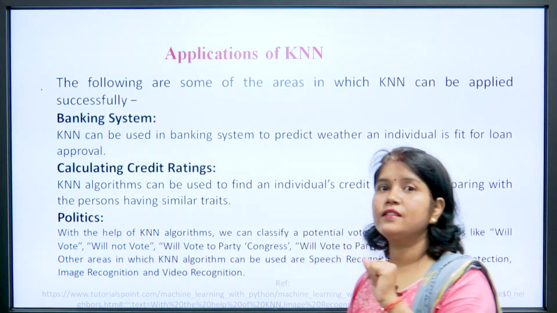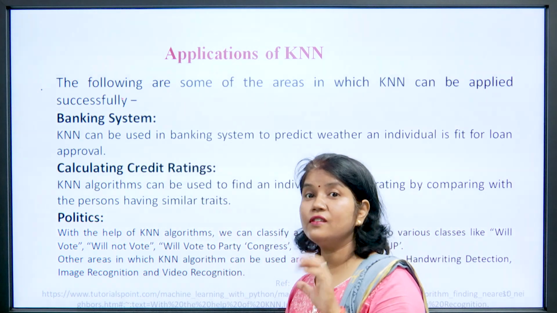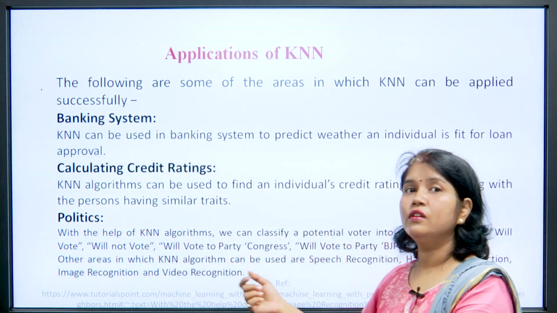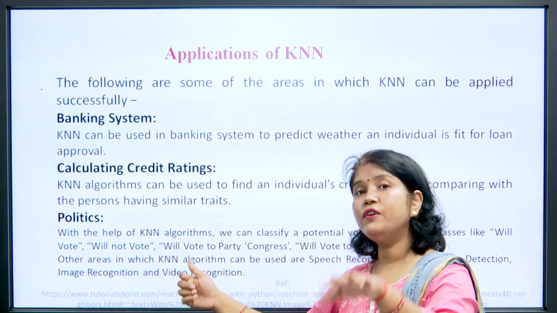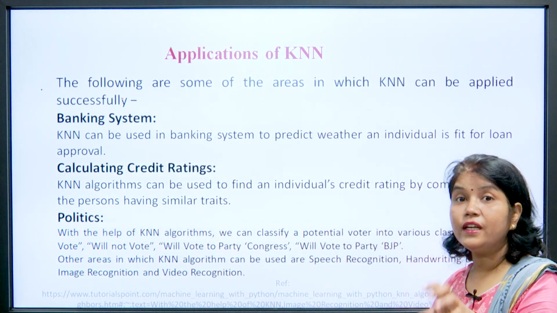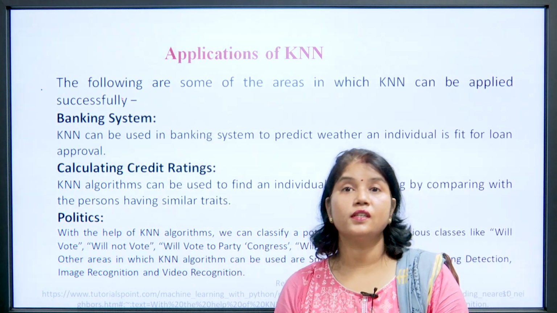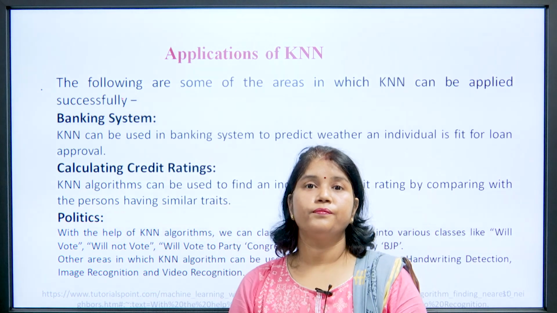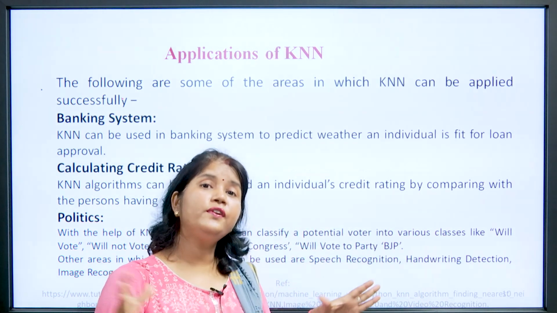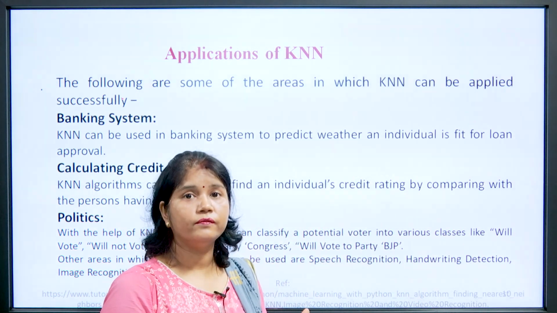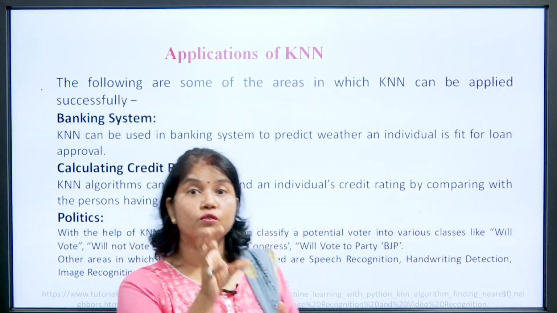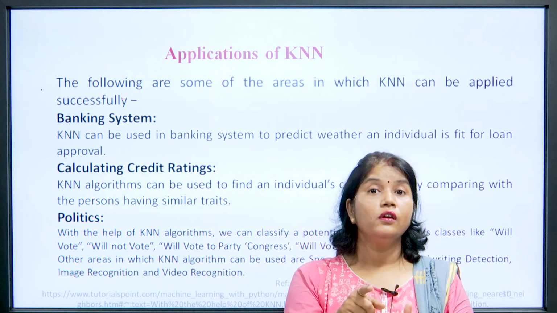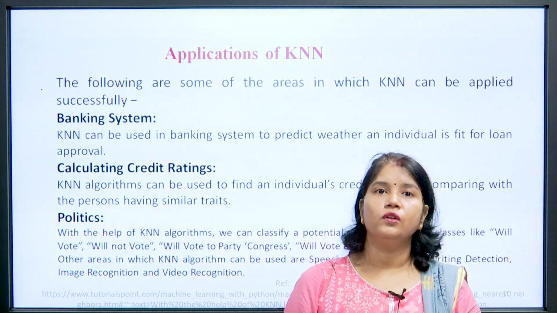In politics, this is also very important. In politics, whether the person can vote or not, will vote or will not vote, and if they will vote, then which party would it be? Maybe it is Congress, maybe it is AAP, maybe it is BJP, Samajwadi Party, every party, it varies, right. So, you analyze whether a person will vote or not, and if they will vote, then which party it would be. Okay.